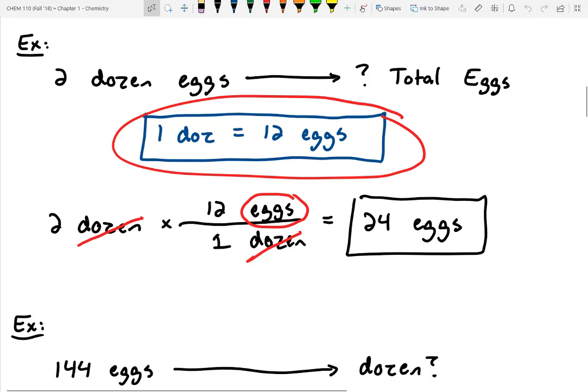All right, so last Friday we finished up introducing unit conversions, where we're trying to change one unit, in this case dozens of eggs, into another unit, which in this case was total number of eggs. And with simple ones like this, you can just do it in your head.